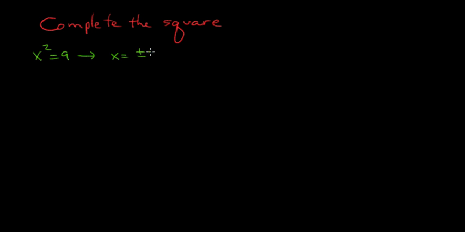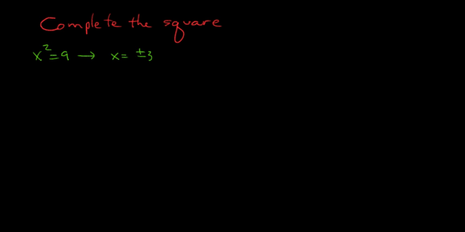This is an ongoing series on quadratics, and completing the square is what we're going to talk about today. So remember that if x squared equals 9, then x equals plus or minus 3, because both plus 3 and negative 3 will give you 9.